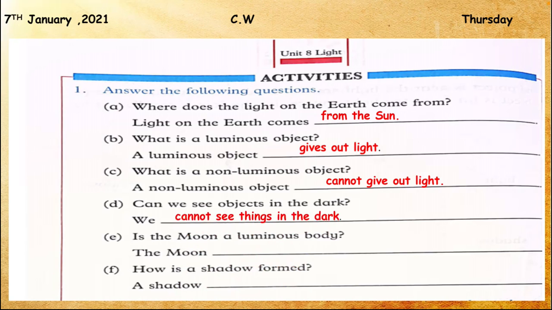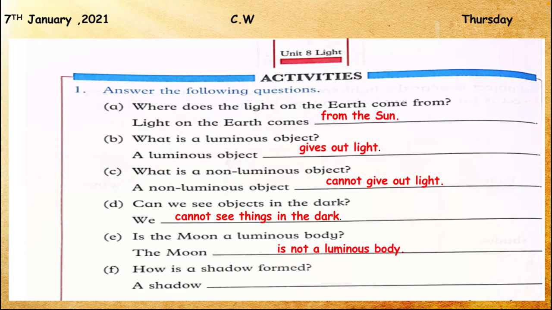Question D. Can we see objects in the dark? Can you see the object in the dark? If I close the light, can you see in the dark room? No. So the answer is we cannot see things in the dark. What will you write? We cannot see things in the dark.